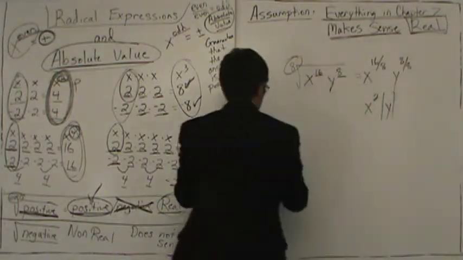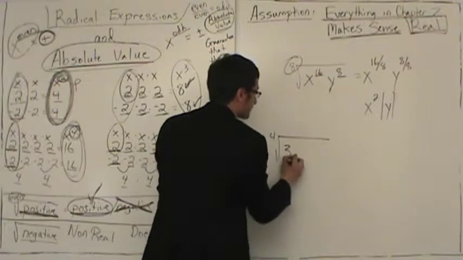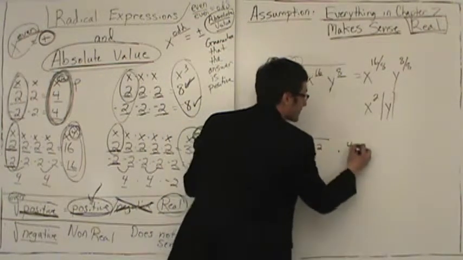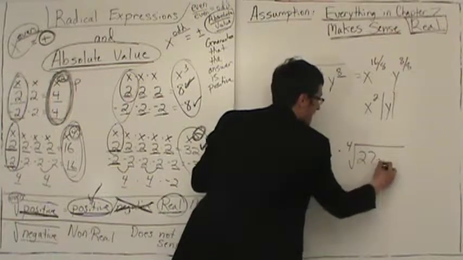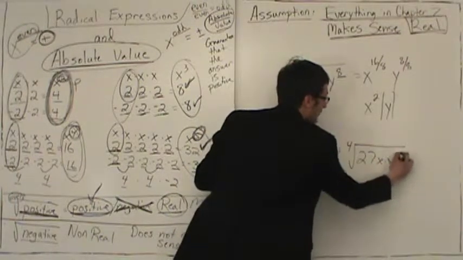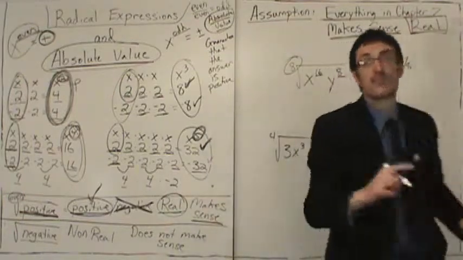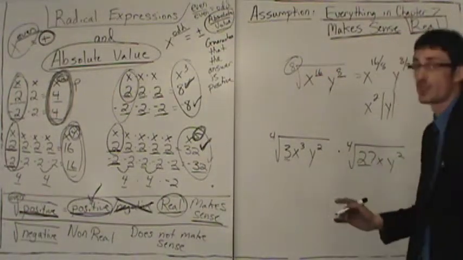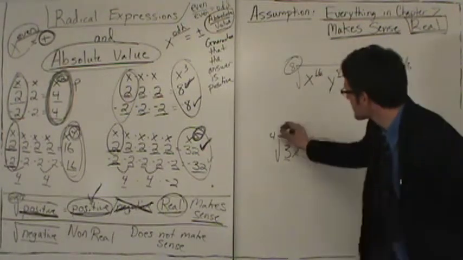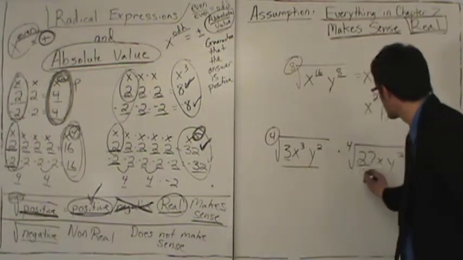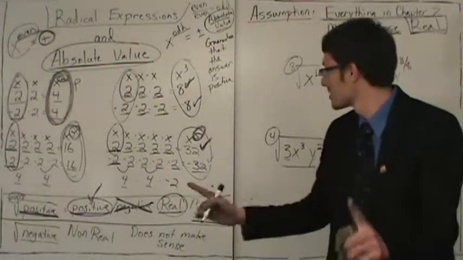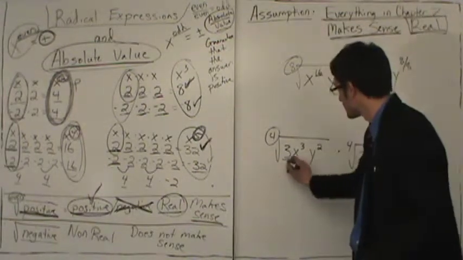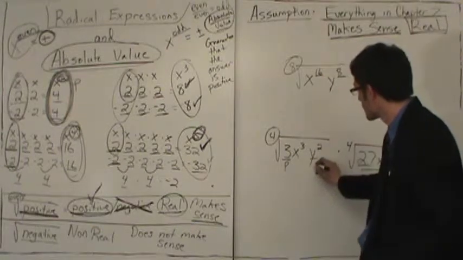Now we looked at this example. The fourth root of 3 x to the third y squared multiplied by the fourth root of 27 x y squared. Now, before we start the problem, I always establish what do we know. Okay, we know that 3 is positive. We know that 27 is positive. Remember, since the index is even, the whole radicand must be what? The whole radicand must be positive. Now, do we know that 3 is positive? Yes, we do. Do we know that y squared is positive?